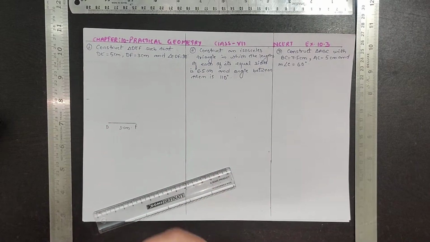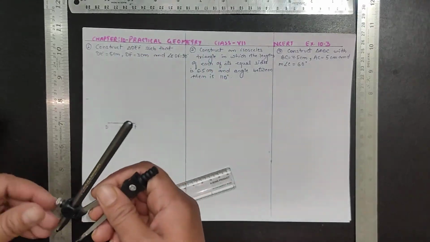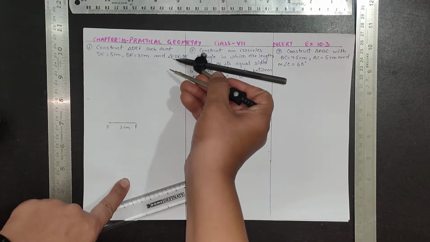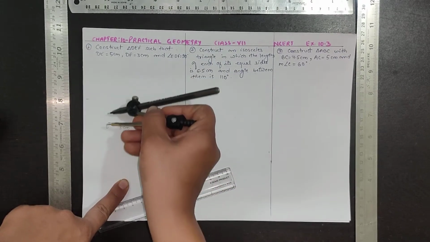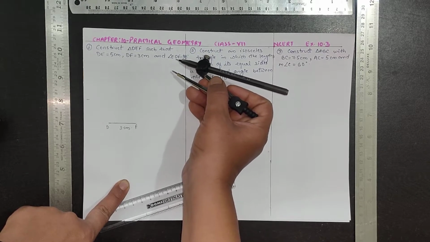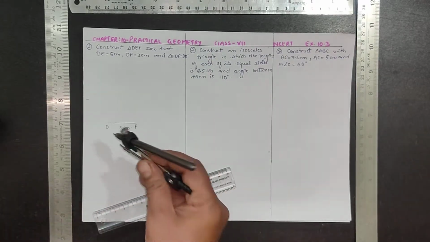Then you have to draw an angle of 90 degrees at D, from which we will cut DE of 5 cm. So at D, because here it is angle EDF, whatever alphabet is in between the two alphabets, that is the angle you need to draw or construct.